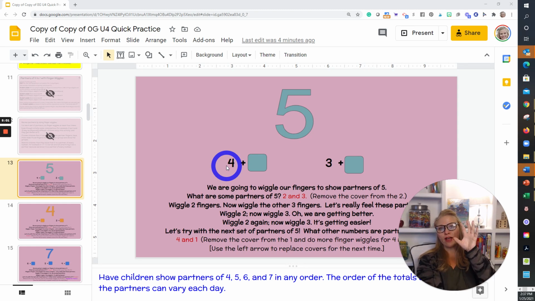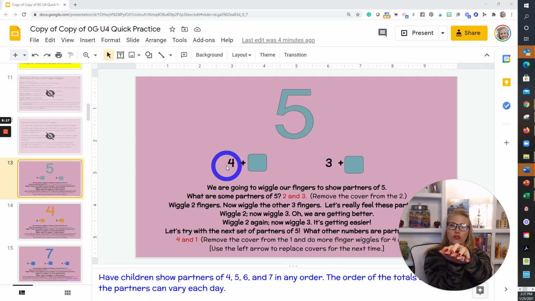Boys and girls, wiggle 5. Okay, wiggle one partner, wiggle the 3. And we want them to be on the same hand because we want them to feel those partners. How many aren't wiggling? 2. Boys and girls, 3 and 2 are partners of 5.